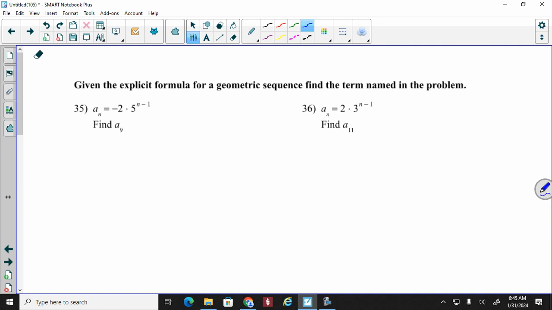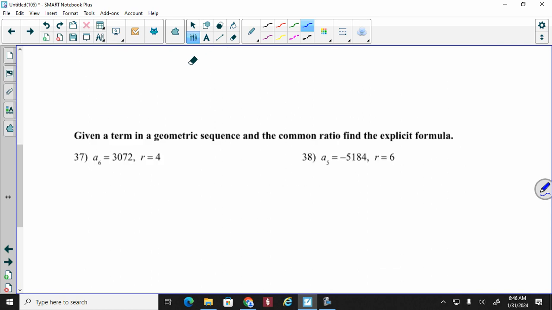All right, so given the explicit formula, all I'm going to do is just take 9, plug it in there. Very simple. We've done this several times. Now, you're going to get larger numbers, so just be prepared. Negative 781. Make sure you use your negatives correctly. A lot of folks will get into trouble with that. 36 is that right there.